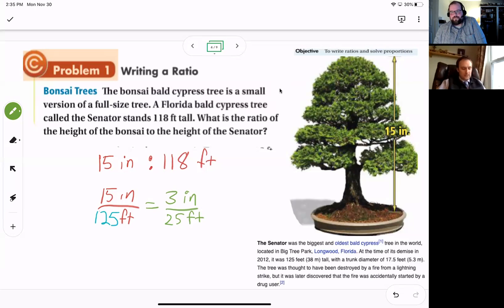Yep. Now, I want to add an additional question here. Suppose we use the 125 that Wikipedia told us, because that's what I put down at the bottom there, because I didn't know what the senator was. And we use the 125. And then we're told that the trunk diameter is 17.5 feet. If that's the trunk diameter of the senator, could I use that to figure out the diameter of this bonsai tree?